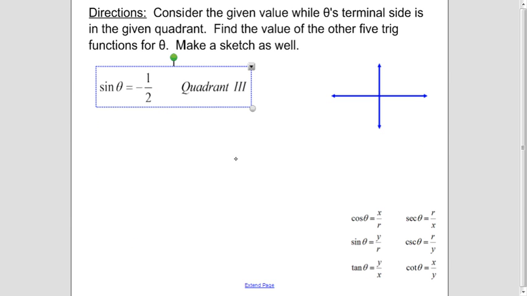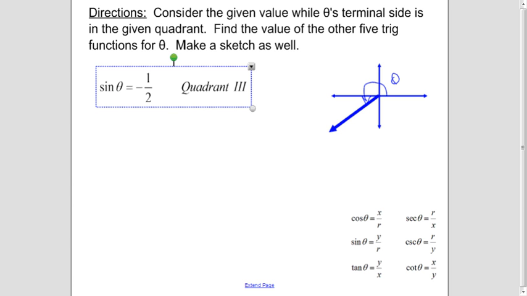Okay, so again, consider the given value, while theta's terminal side is in the given quadrant, and find the value of the other 5 trig functions. So it says the sine of theta equals negative 1/2, and we're in quadrant 3. So the standard position angle is down here in quadrant 3. Okay, so this is the angle we're dealing with, called theta.